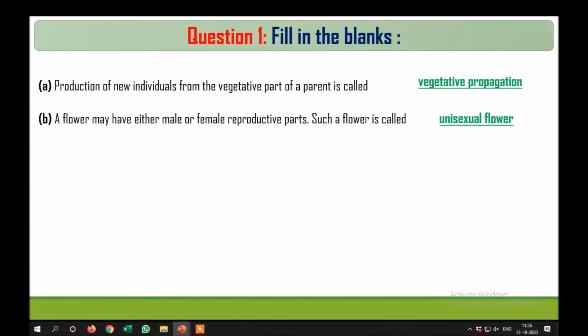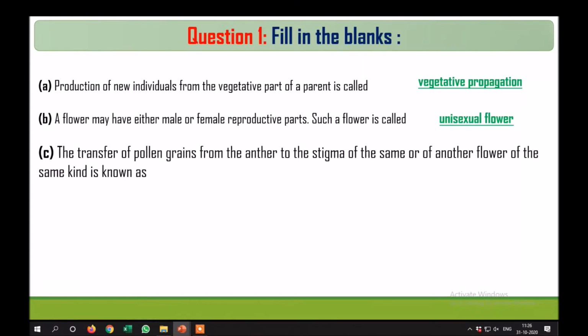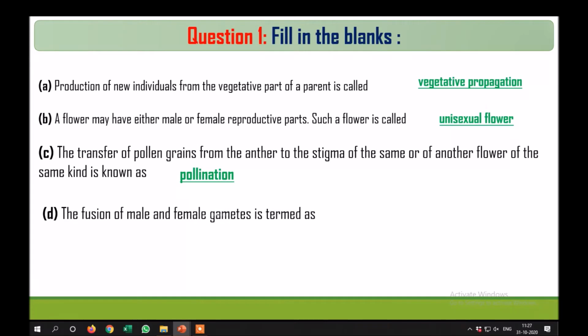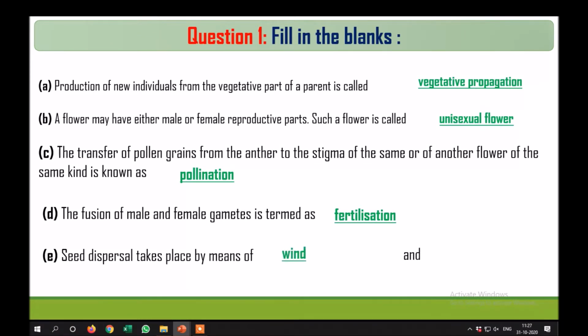unisexual flower. The transfer of pollen grains from the anther to the stigma of the same or of another flower of the same kind is known as pollination. The fusion of male and female gametes is termed as fertilization. Seed dispersal takes place by means of wind, water, and animals.